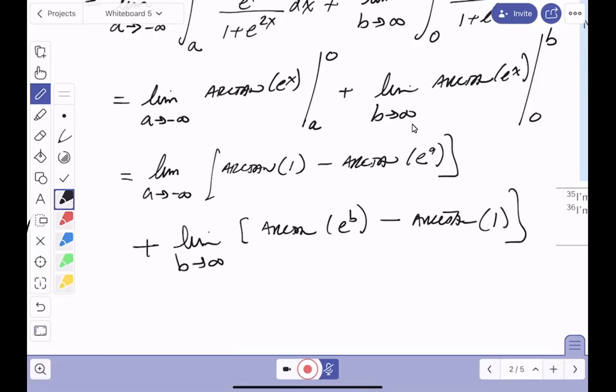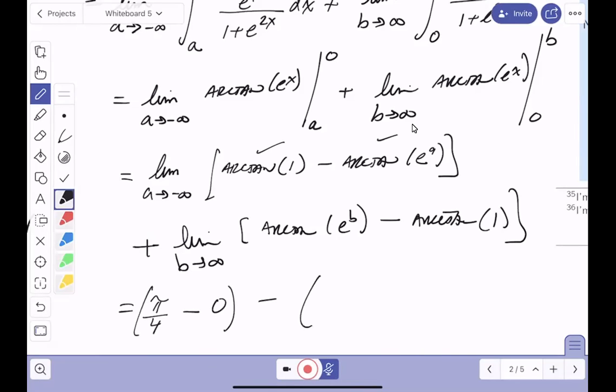I'm going to see if I can do it, and I'm going to clip off one thing at a time. That's going to be pi over 4. Minus, let's see if we can do this guy over here. And a is going to minus infinity, so that'll be arctan of e to the minus infinity, which is going to be 0. Arctan of 0 is 0. I'll put that down.